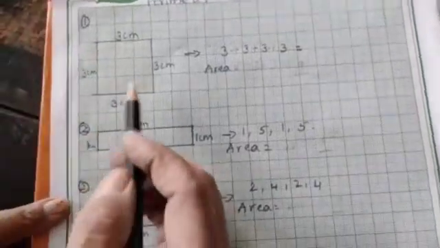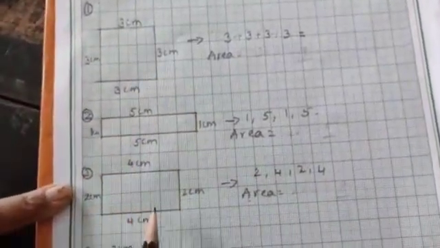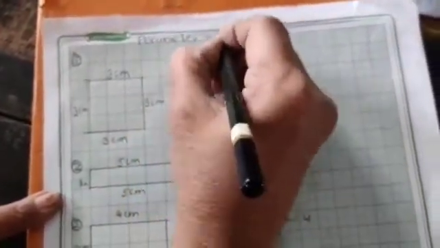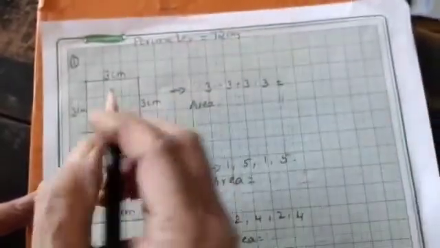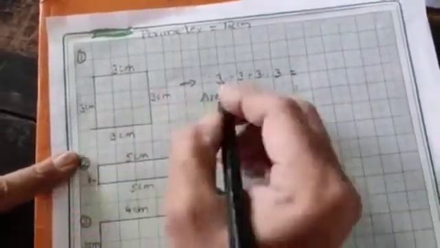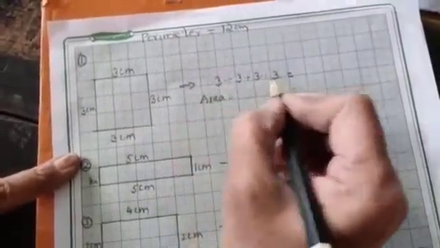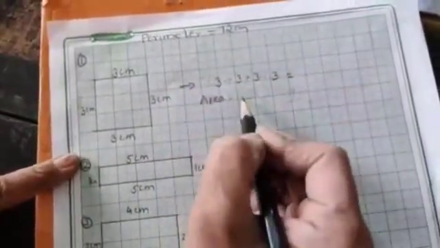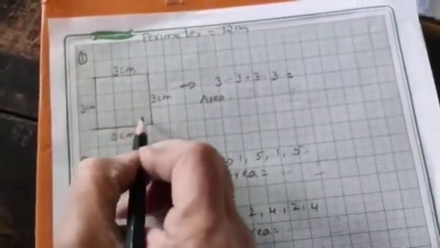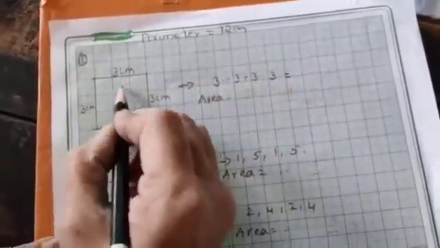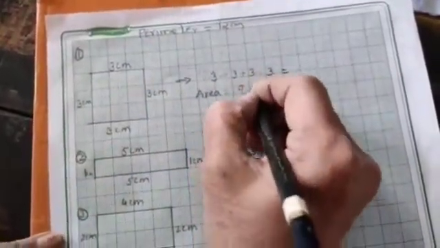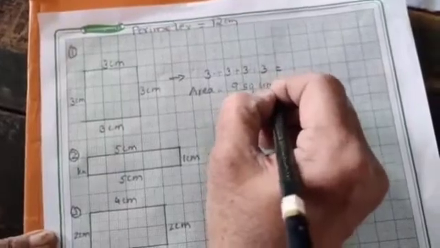Children, now these are the different combinations of the perimeter. Here the perimeter is taken as 12 centimeter. First we have taken 3, 3, 3, 3. So 3 centimeter four times is 12 centimeter. What is the area here, children? 1, 2, 3, 4, 5, 6, 7, 8, 9. 9 square units.